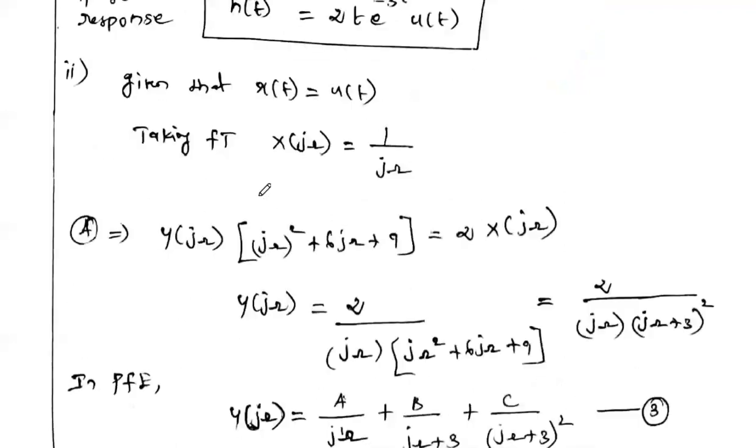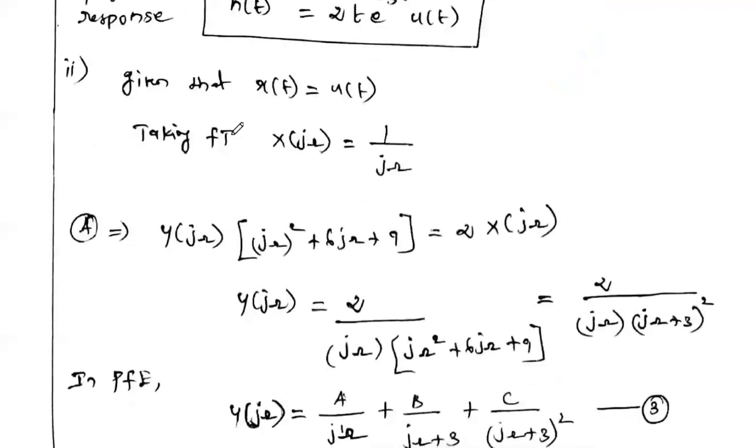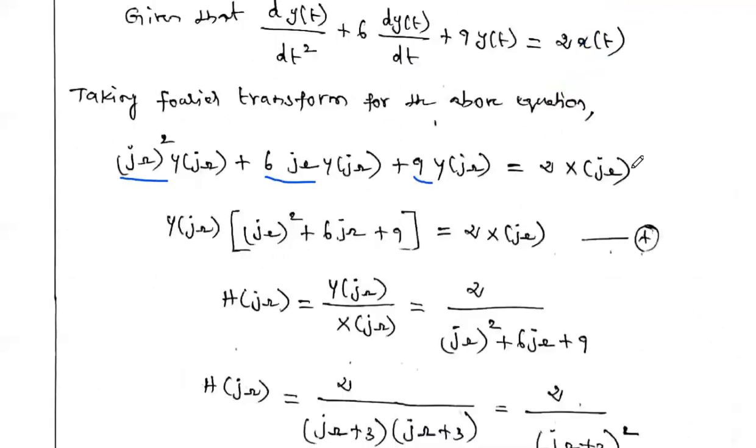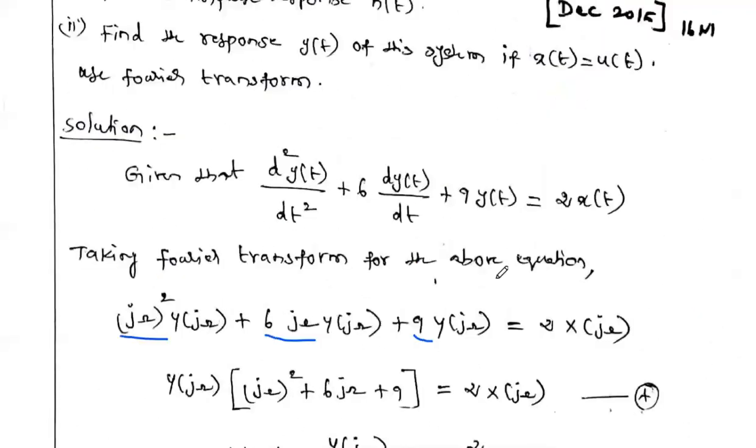The second question is that we have to find the output of the system for the input x of t equal to u of t. What is u of t? U of t is a unit step signal. For the given system, this is the system equation. If we apply the unit step signal as the input x of t, what is the output y of t? We have to find that. That is the second question.